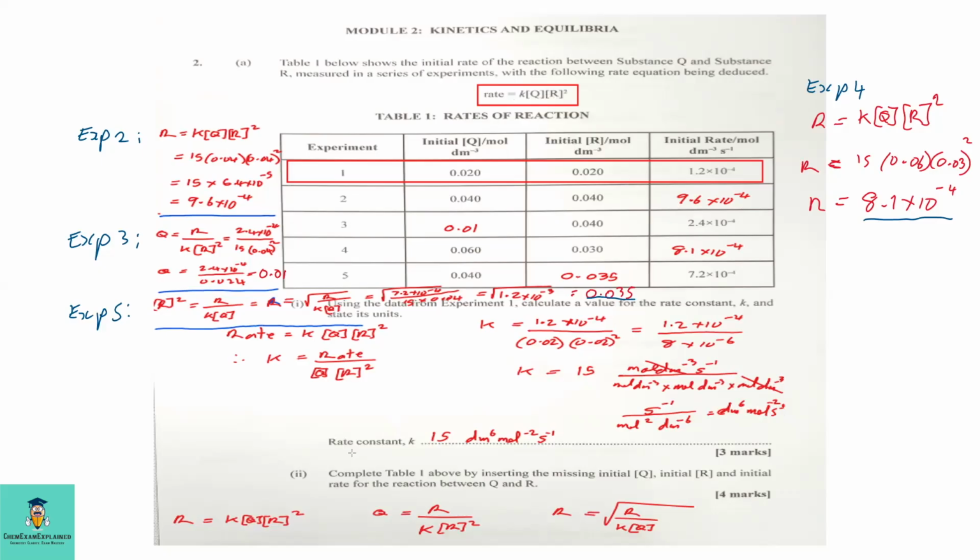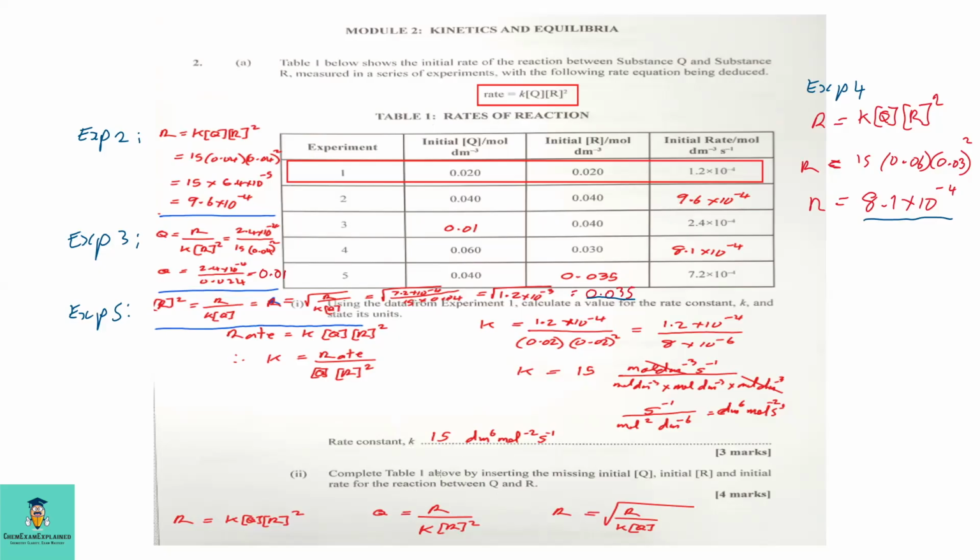Let's move on to part 2. Complete table 1 above by inserting the missing initial concentration of Q, the initial concentration of R, and the initial rate for the reaction between Q and R. Let's go back to table 1, where you'll see that we have some blank spaces to fill in.